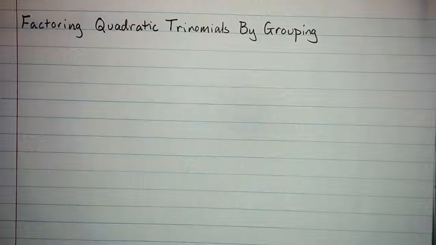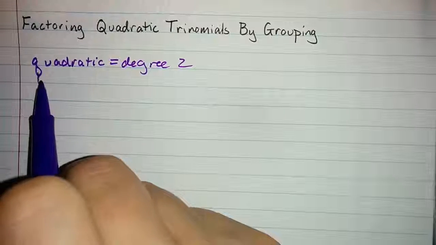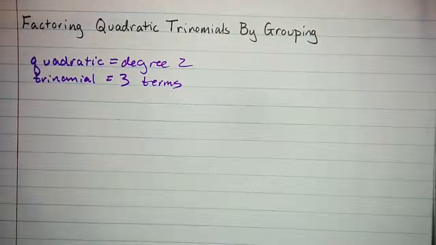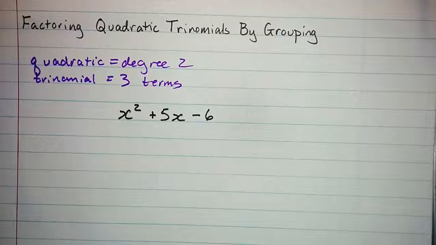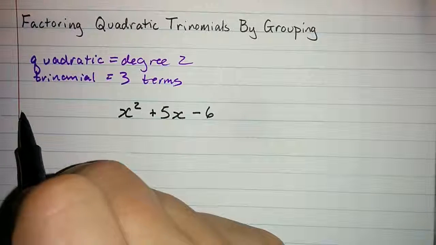We will very often be interested in factoring quadratic trinomials. What does that mean? Remember, quadratic means degree 2. Trinomial means 3 terms. So we're talking about polynomials that look like x squared plus 5x minus 6. And we would like to write this as a product of 2 binomials.